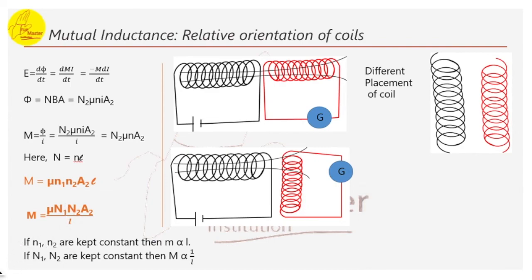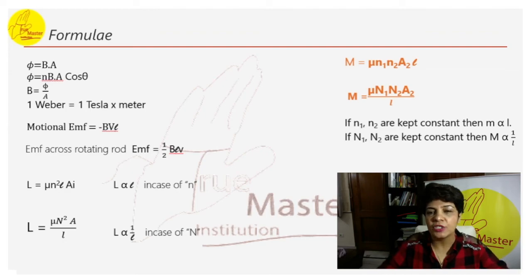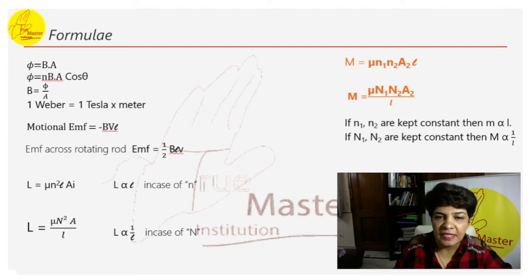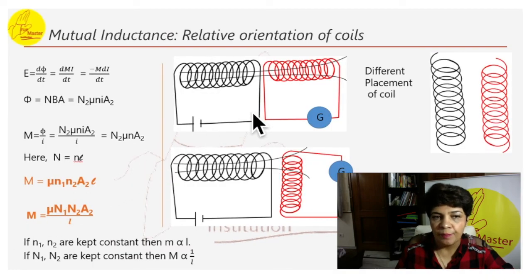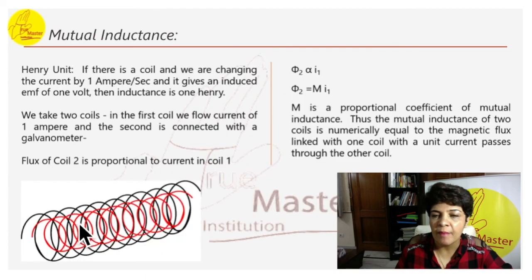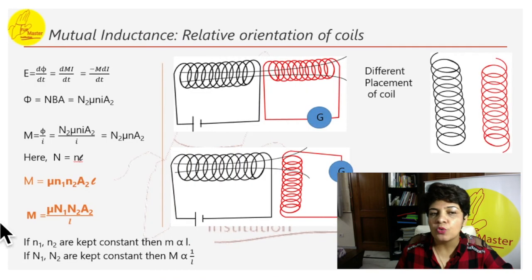Relative orientation of the coils that we have already seen here. These are the relative orientations. M is maximum when the primary coil is completely enveloped in the secondary coil. What does it mean? Here, this is completely enveloped, so the mutual inductance will be maximum here. M will be minimum when the two coils are perpendicular, one coil and the other.